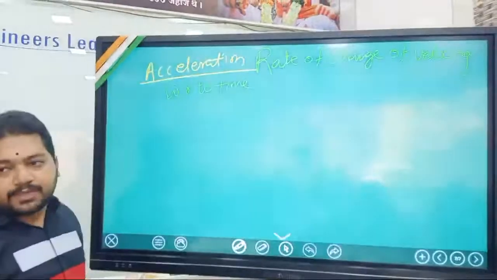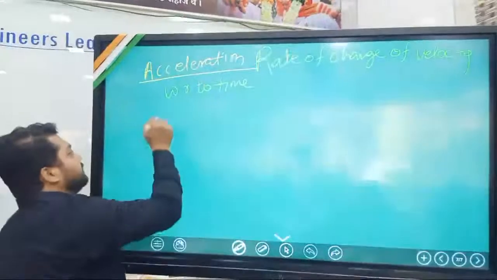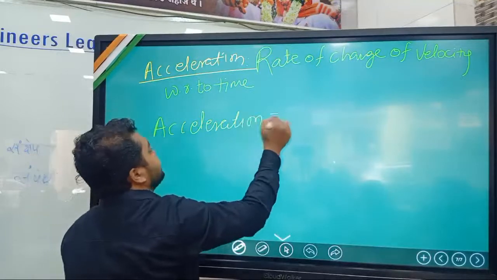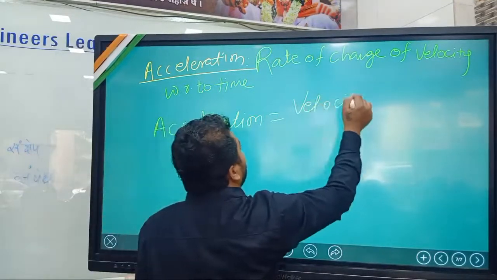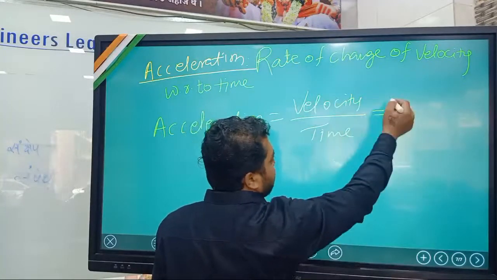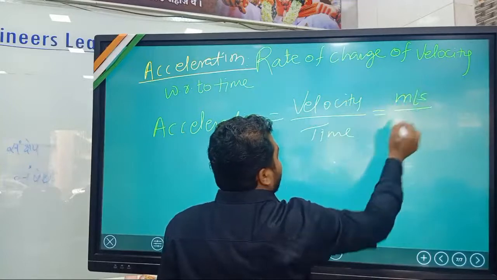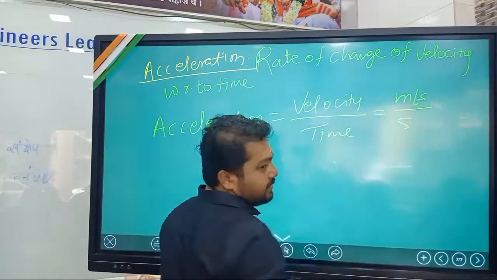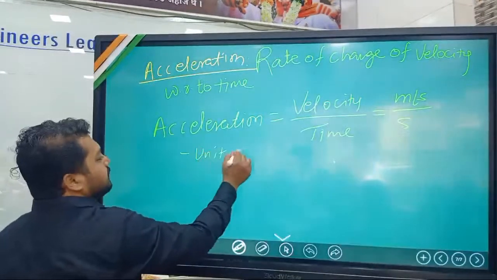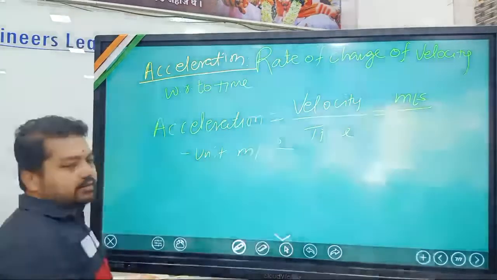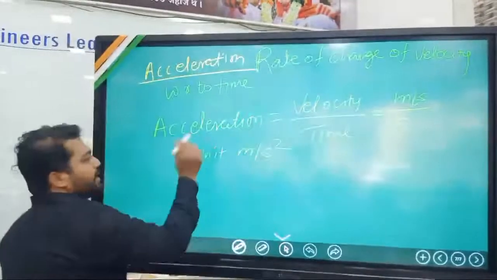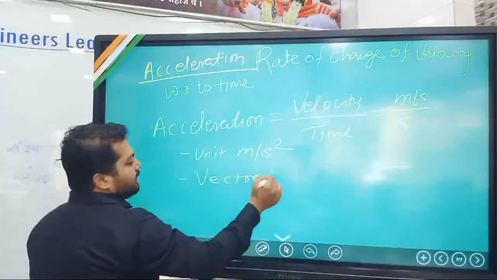Fine. Based on this, what will be the formula, Shramani? Acceleration is equal to velocity upon time. The unit for velocity is meter per second. For time it is second. Second square. So acceleration का unit is meter per second square. Right? And velocity is a vector quantity. So acceleration will be a vector quantity.